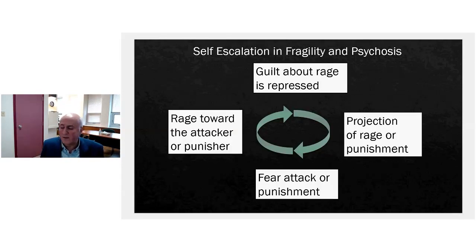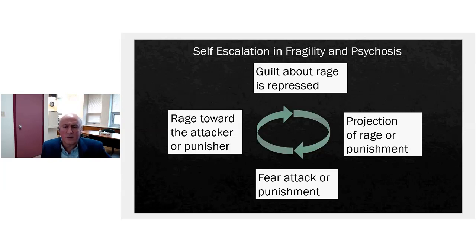There's another process that these patients have, which is self-escalation in these fragile patients and in some patients with psychosis. And this is something that we cue into, and it seems to be a very helpful process. It's primarily a reflective cognitive process that we're doing. It's around cognitive awareness of emotional patterns here. So here's how it goes.